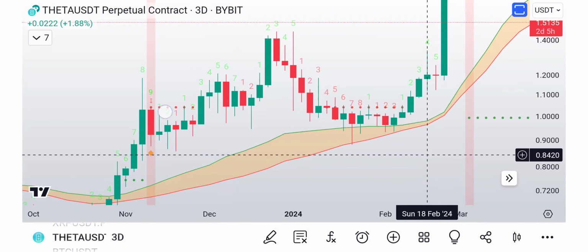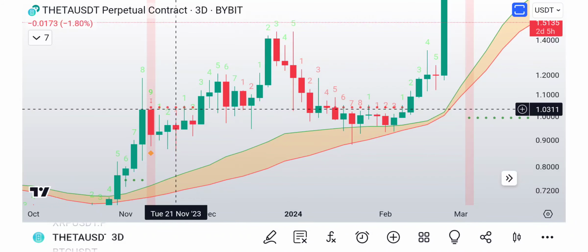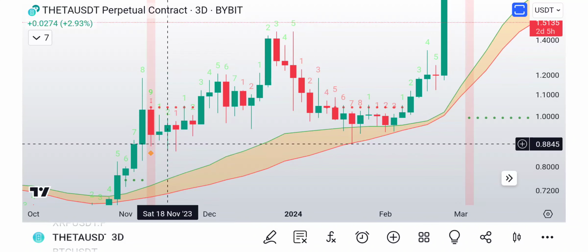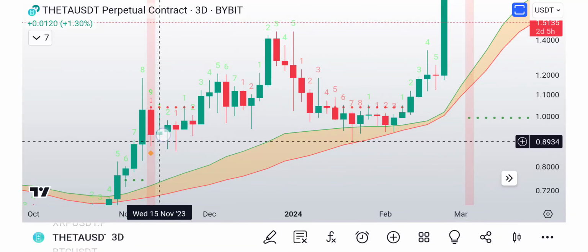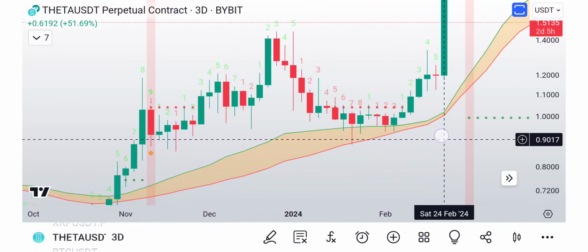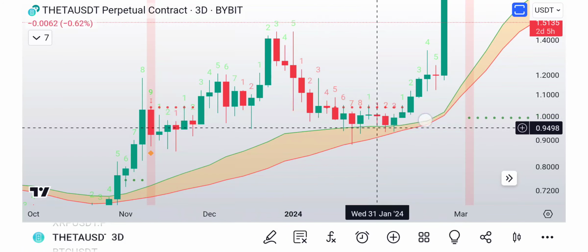So once again, where this 9 was placed was very interesting. Now the 9 could have been where this candle was, but then the red dots would have been underneath, and it wouldn't have really made sense.